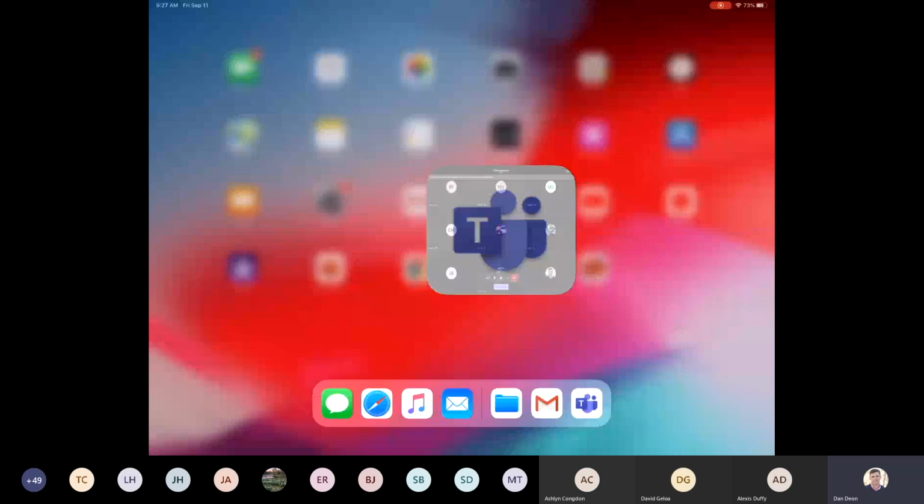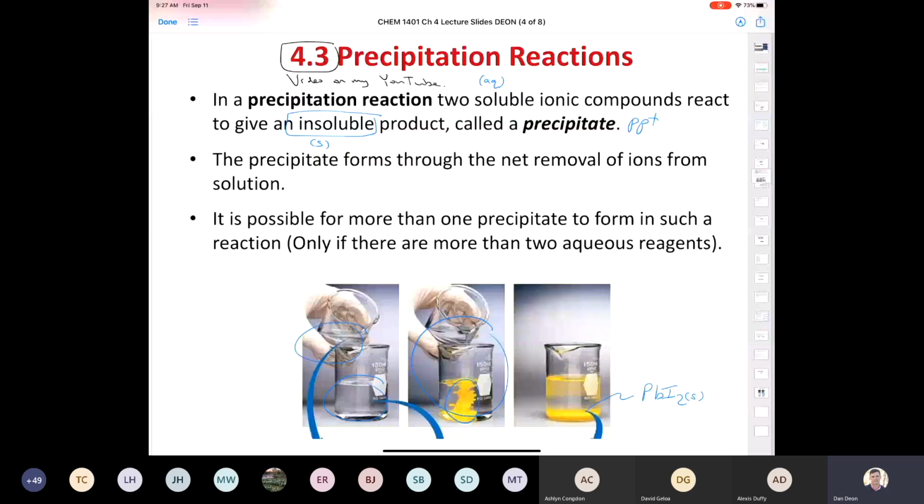Here we are, precipitation reactions. You can even see my chicken scratch from the last lecture on my writing on here. And like I said, I have a video on my YouTube channel that already covers this section. But let's go over it.